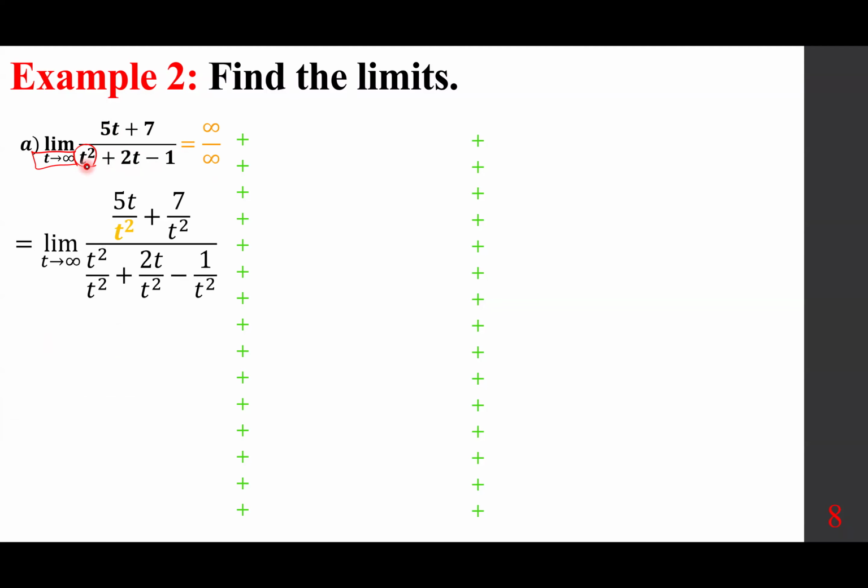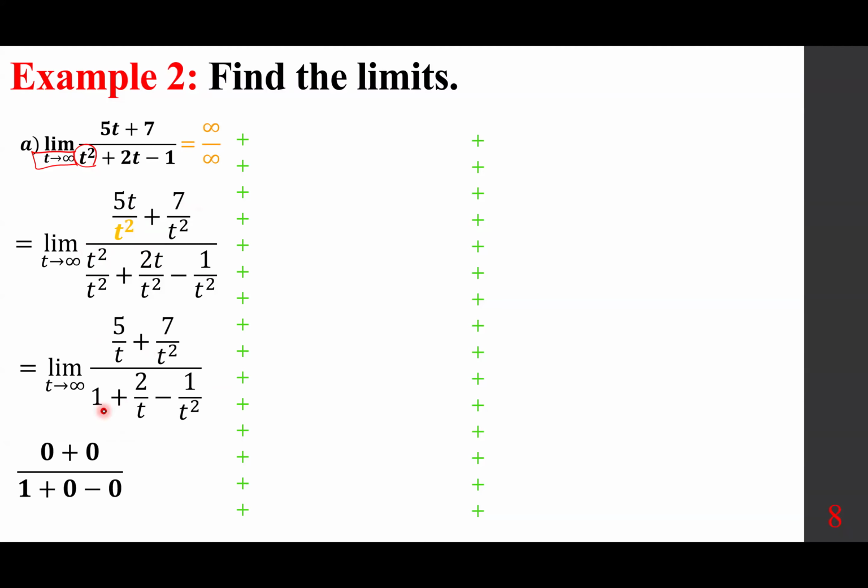And so when you go through the process, this becomes 5 over t. This becomes 7 over t squared. This becomes 1. This becomes 2 over t. This becomes negative 1 over t squared. And since t is approaching infinity, everything goes to 0 except 1. And 0 over 1 equals 0.